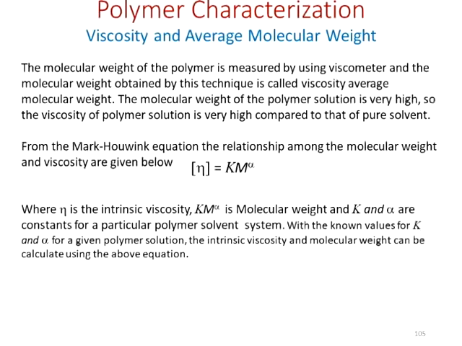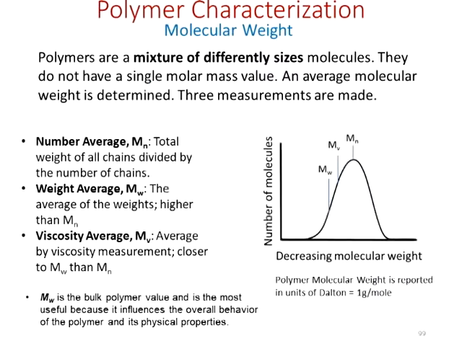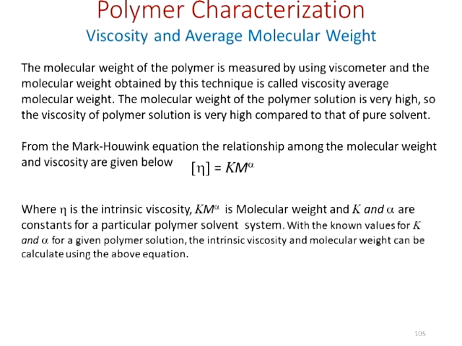Now, we consider viscosity and the relationship between it and the average molecular weight. The molecular weight of the polymer is measured by use of a viscometer, okay? And the molecular weight obtained by this technique is called the viscosity average molecular weight. So this is where we get our viscosity average molecular weight. All right? And this viscosity average molecular weight is calculated in this fashion.